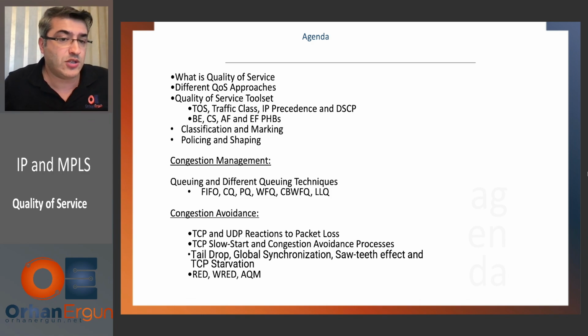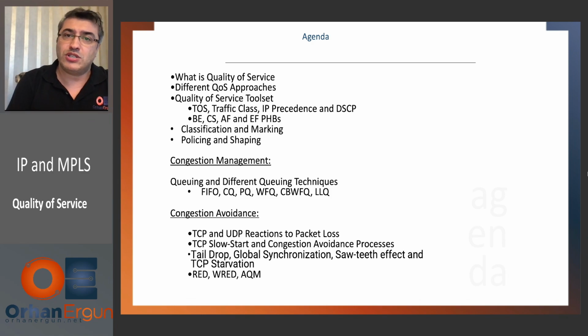Congestion avoidance was very long as well, and normally in many courses you will see congestion avoidance as just maybe RED, WRED, and tail drop. But for us to understand the behavior and how RED would help with TCP global synchronization, etc., we needed to first understand TCP and UDP reaction to packet loss. When there is congestion, and because of congestion or any other reason, a packet is lost or the receiver doesn't receive the packet, then how do TCP and UDP react? We needed to understand that, and we talked extensively.